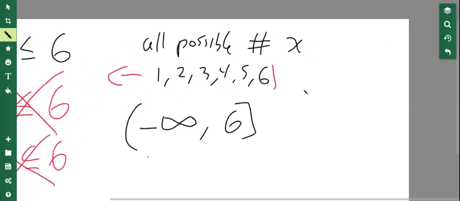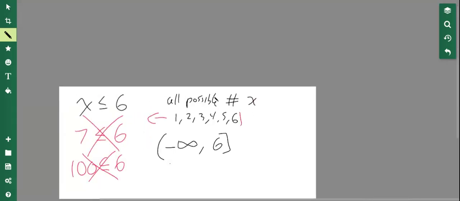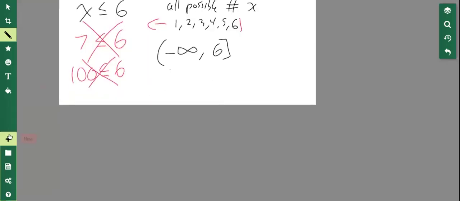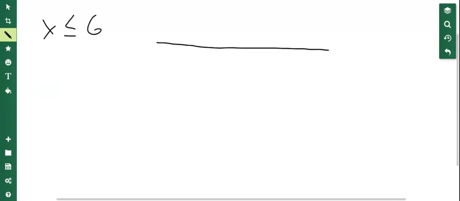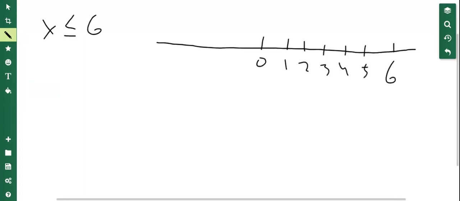Now, if we were to draw this on a number line, it would be like this. So we have x is less than or equal to 6. I have my number line here. Let's use that as 0. It's going to be 1, 2, 3, 4, 5, and 6. And we have 7, and it continues.